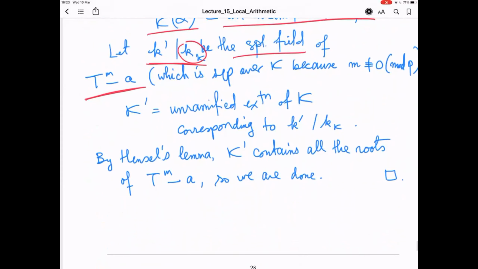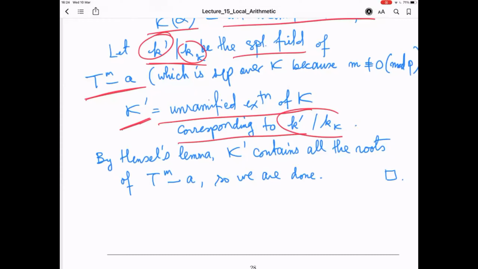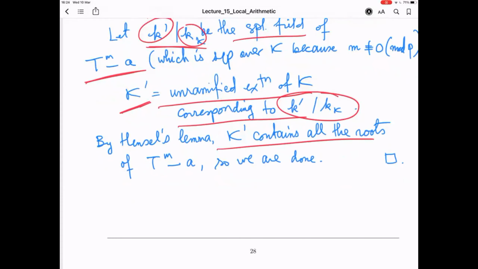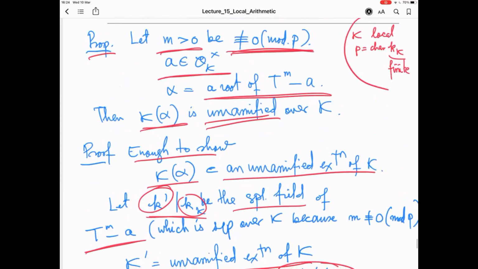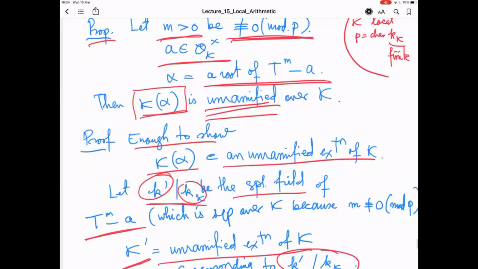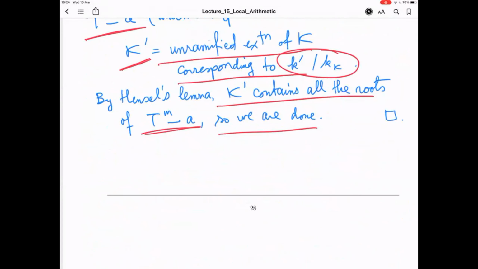Okay. And so I've got this K prime, and take this to be the unramified extension of K corresponding to this extension of residue fields. So by Hensel's lemma, K prime contains all the roots of this polynomial. And this is what we had to show, right? We had to show that when you adjoin one root, you get an unramified extension. We have shown that when you adjoin all roots, you get an unramified extension. So every sub-extension is, of course, unramified.